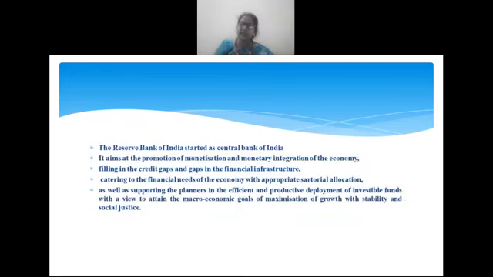The Reserve Bank of India is the central bank of our country. It started pre-independence itself. At that time, the aim was to have a centralized monetary system. The British had the idea of having one central banking system throughout the country. It aims at the promotion of monetization and monetary integration of the economy.